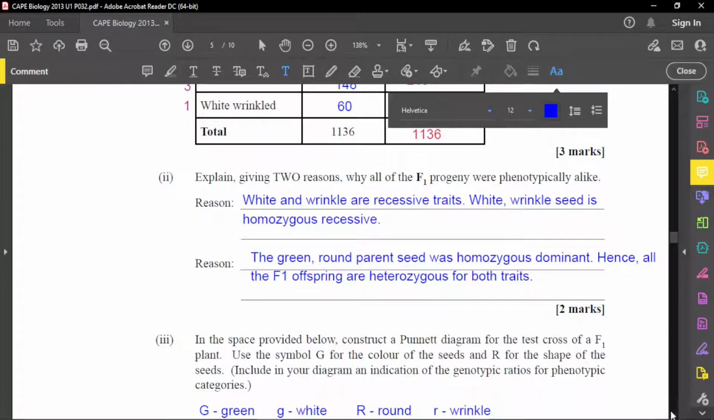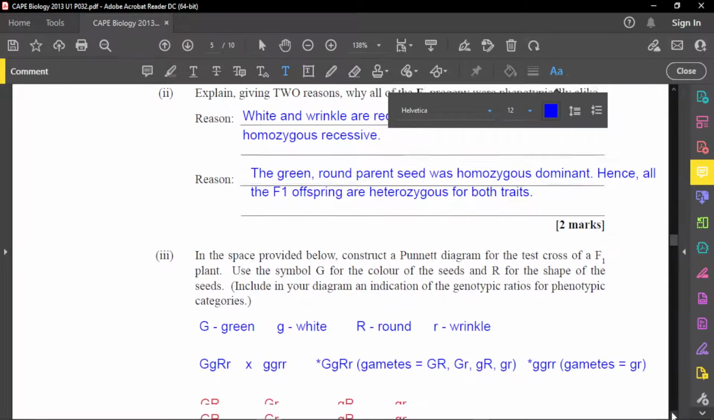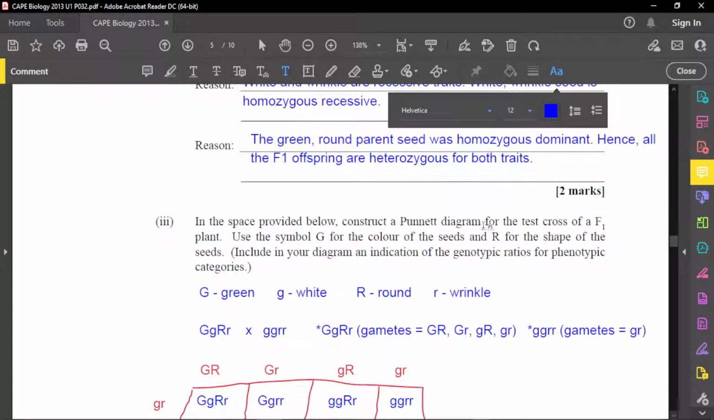So now part 3 here. In the space provided below, construct a Punnett diagram for the test cross of the F1 plant. I'm pointing out a note right here that test cross means back cross, okay? And what back cross means is that you must use a homozygous plant or parent to cross with the unknown that you're testing.